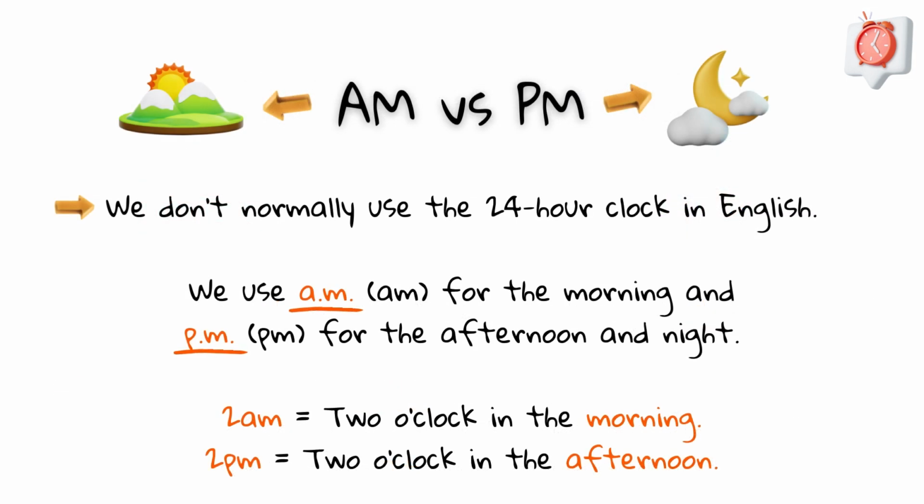AM versus PM. We don't normally use the 24-hour clock in English. We use AM for the morning and PM for the afternoon and night. 2 o'clock in the morning, 2 o'clock in the afternoon.